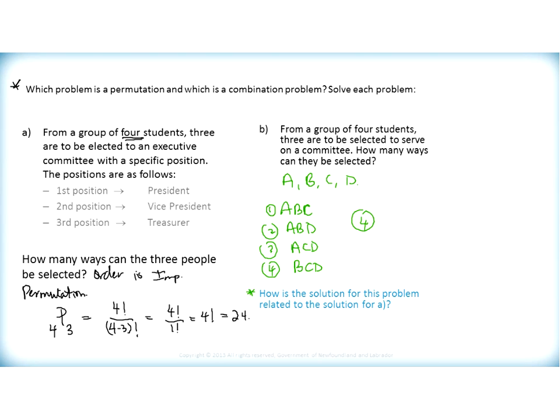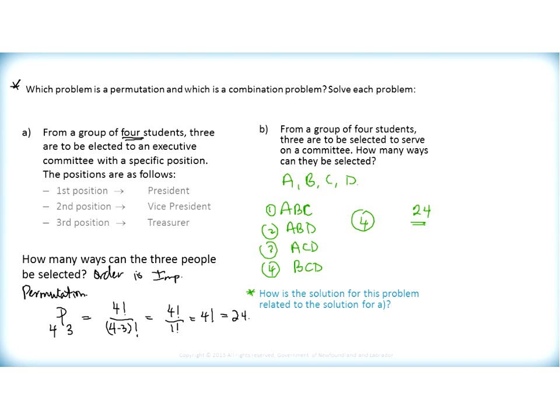And the answer is this. If I were to take the total number of ways of choosing 3 people out of 4, which by the way is 24, this is the total number of ways of choosing 3 people out of 4 where order is important. You've got to realize that for each of those ways of choosing 3 people, there are 3 factorial ways of arranging those 3 people.